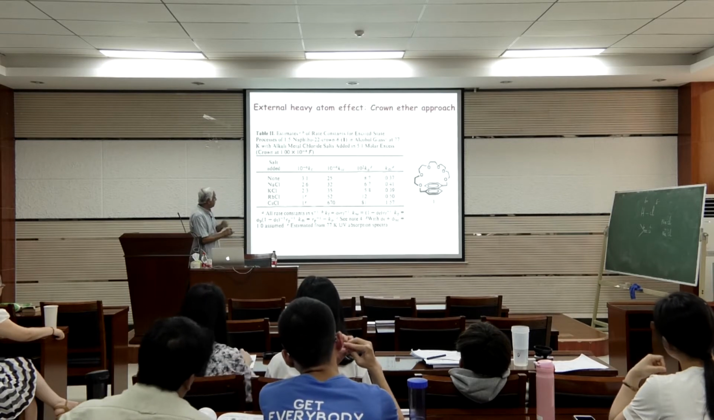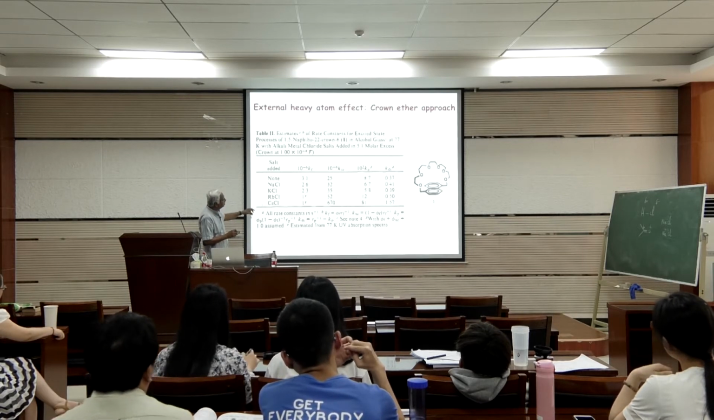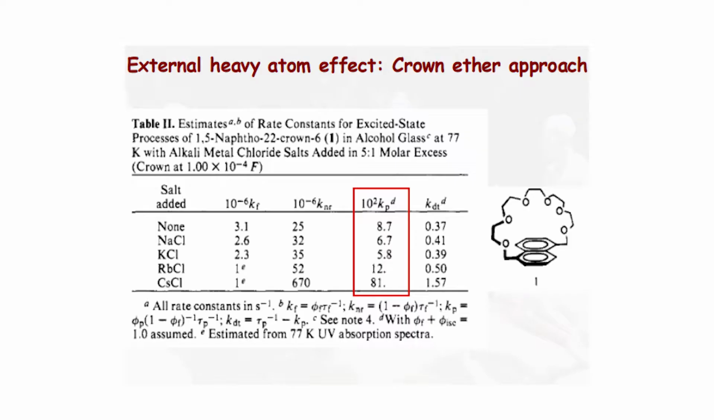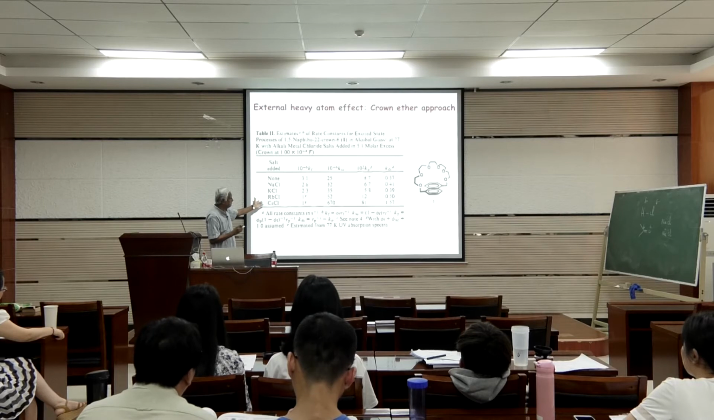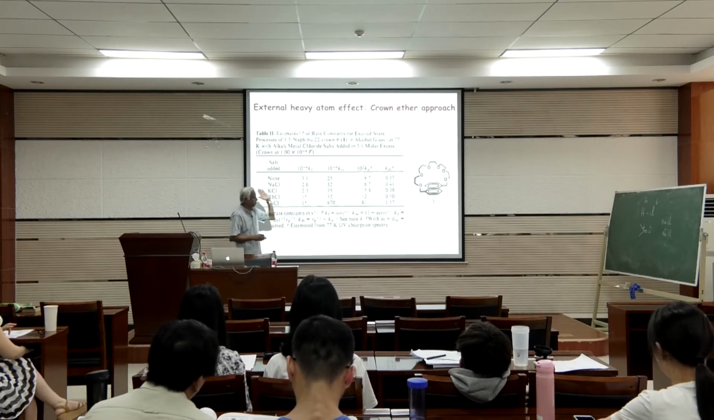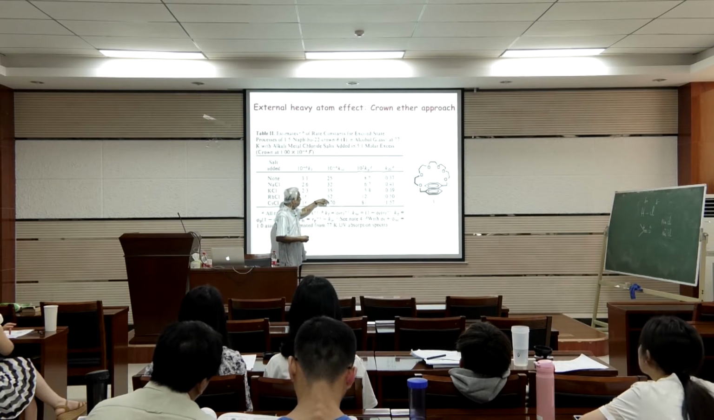Okay. See, this is the radiative rate constant. See the radiative rate constants. That tells you the phosphorescence, how intense the phosphorescence is. If nothing else is there, it is 8.7. If you add a little bit of cesium chloride, it is 81. So it goes up by 10 times, and the fluorescence comes down. Or the radiationless intersystem crossing is also increasing.